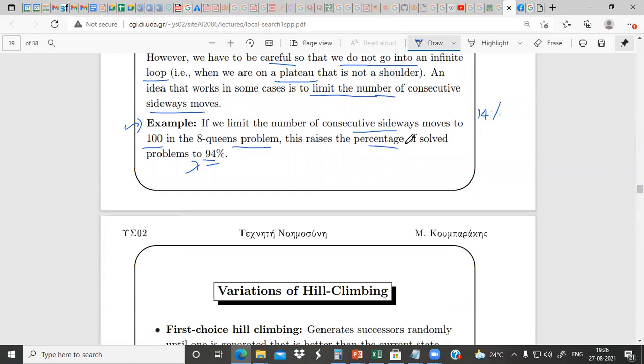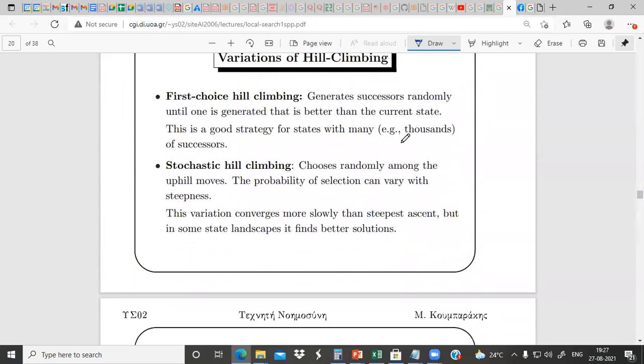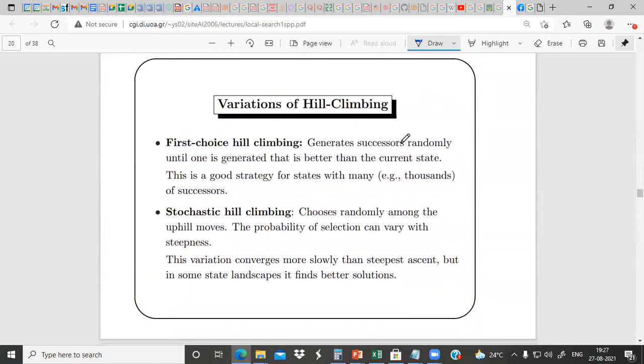So this is one way how the algorithm can come out of a local maximum, right? And there are also many variations of the hill climbing algorithm available. So we will be discussing some of the variants here.